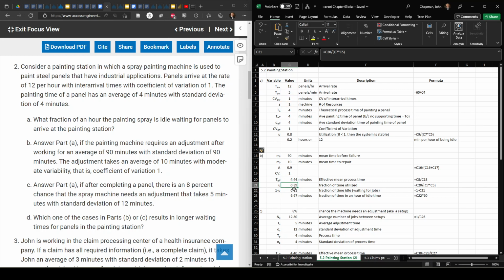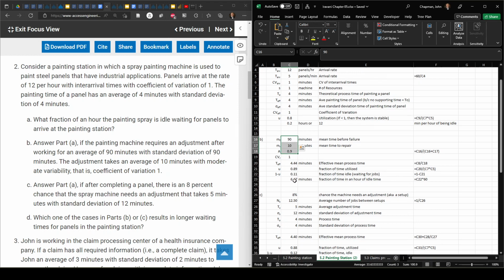And if we multiply that out, we find that that is 6.6 minutes of idle time. So we went from 12 minutes to 6.6 minutes, 6.7 minutes. Almost cut in half, due in large part to the difference in availability and that repair time.